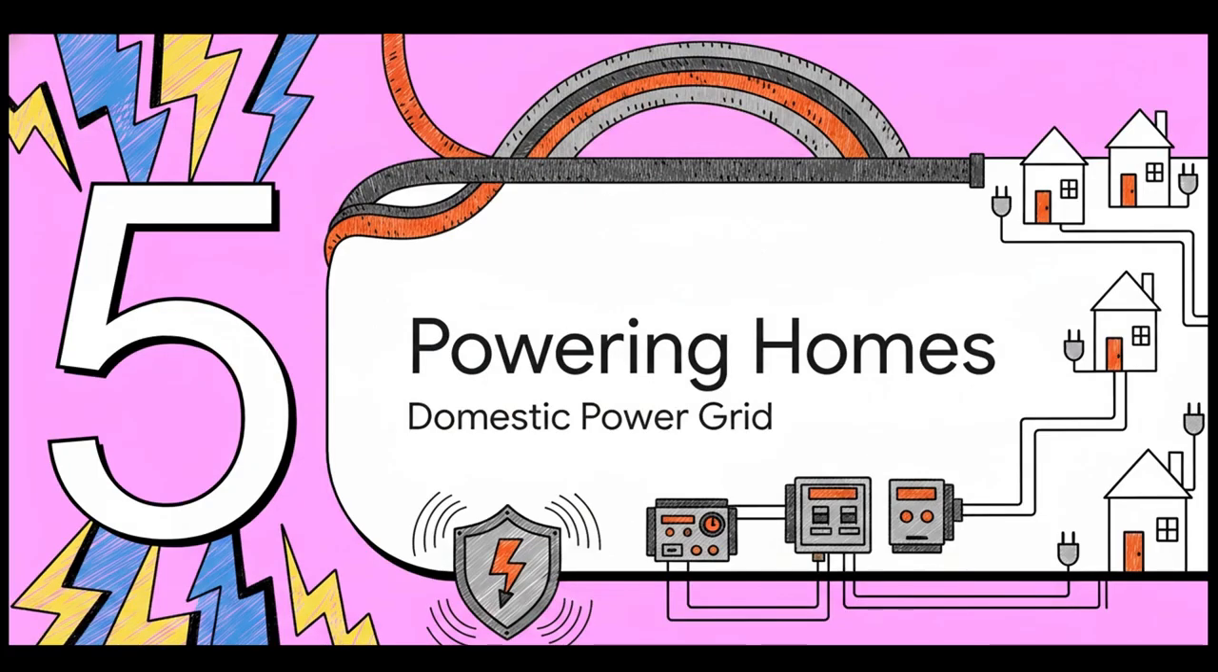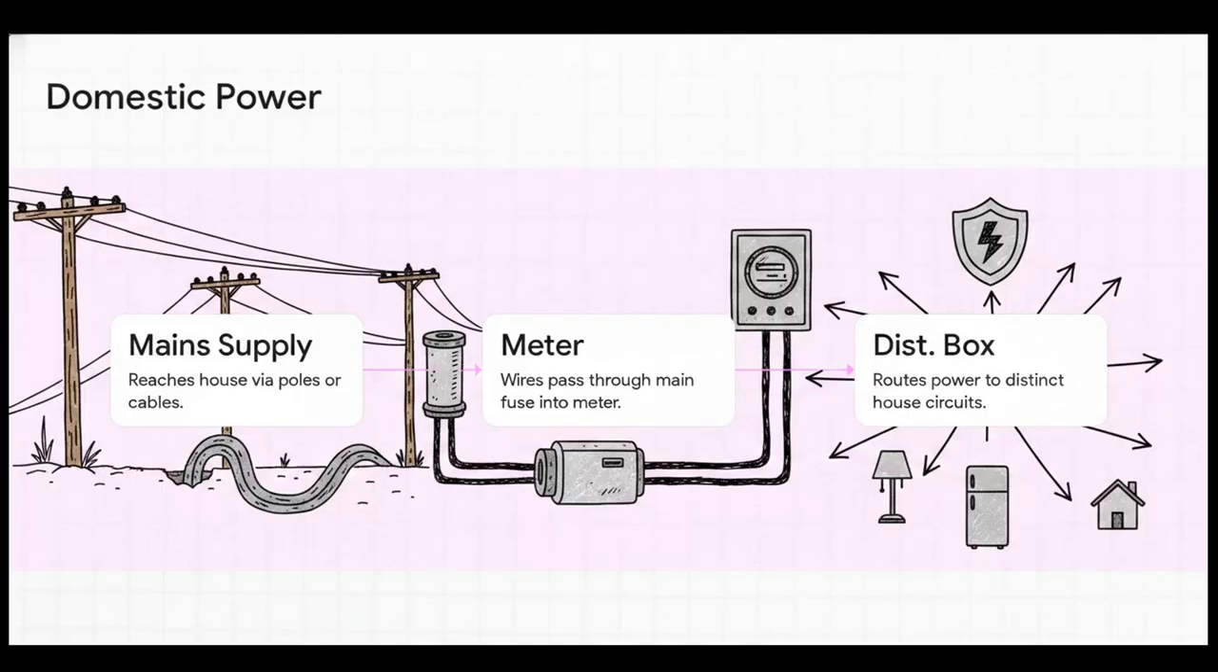Section 5. Bringing it home, literally. How do we safely route this incredible, massive power into our living rooms without causing a disaster? Let's track the quick 3-step journey of domestic AC power. Step 1. It rolls in from the grid as main supply, standardized in many places at 220 volts, coming through overhead poles or underground cables.